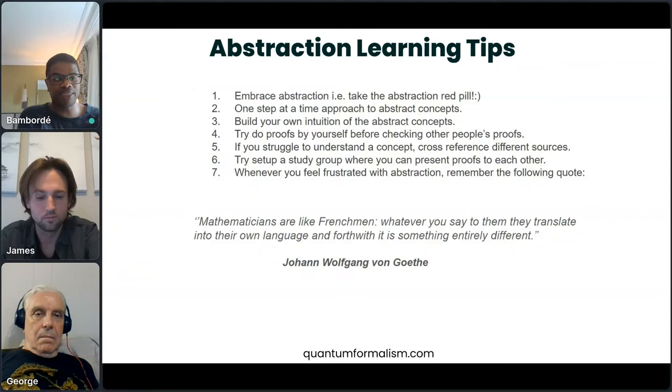And the final one is more of a joke. Whenever you feel frustrated with the abstraction, remember the following thing. Mathematicians are like Frenchmen. Whenever you say something to them, they translate it into their own language, and it becomes something completely different, entirely different.